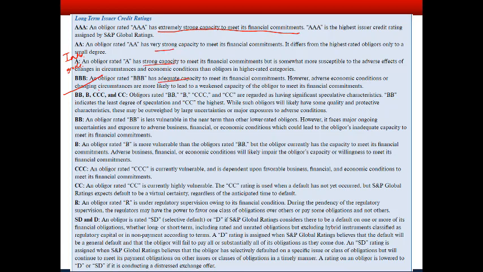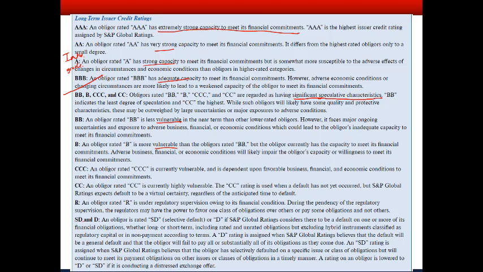Anything below triple B, we see there's this financial jargon here, significant speculative characteristics. Well, that means much higher likelihoods that these companies will get into cash flow trouble where they won't be able to meet their obligations, and then they might have to default, the dreaded D word, default. Okay, and you can see there's some nuance here as well. There's a term here, vulnerability, vulnerability to not being profitable or to not being able to generate cash flow.